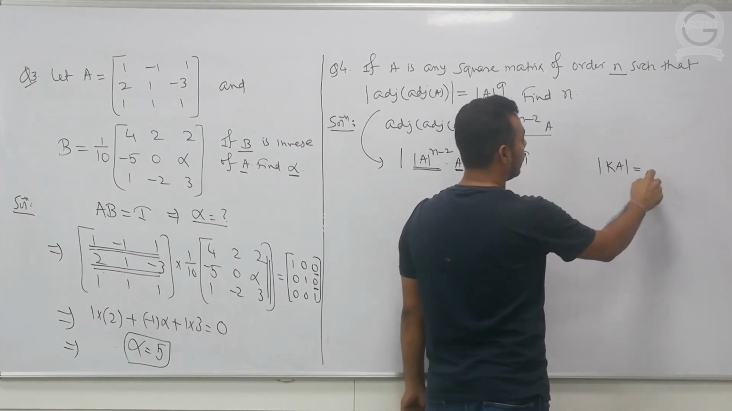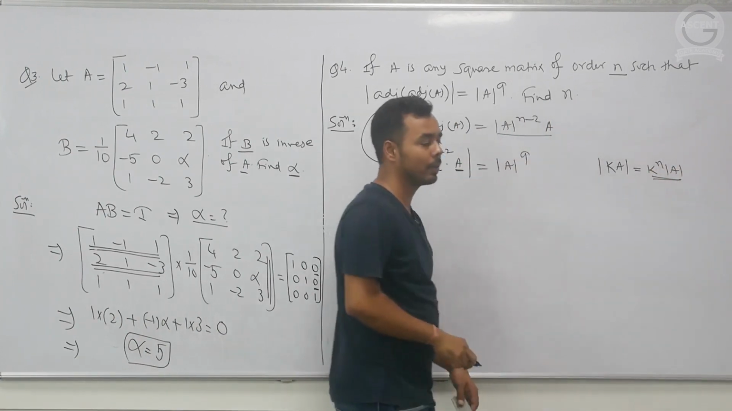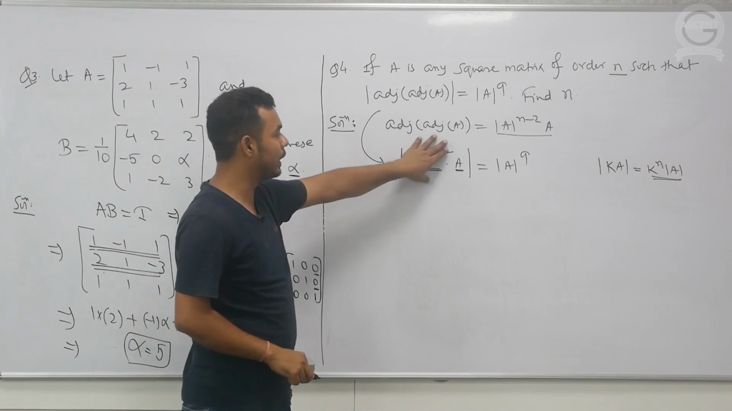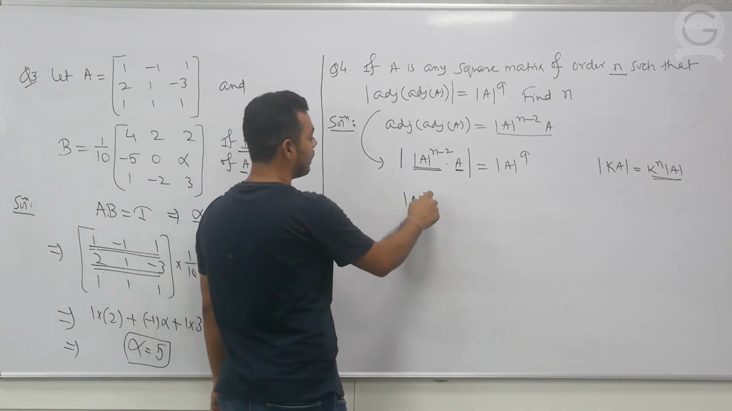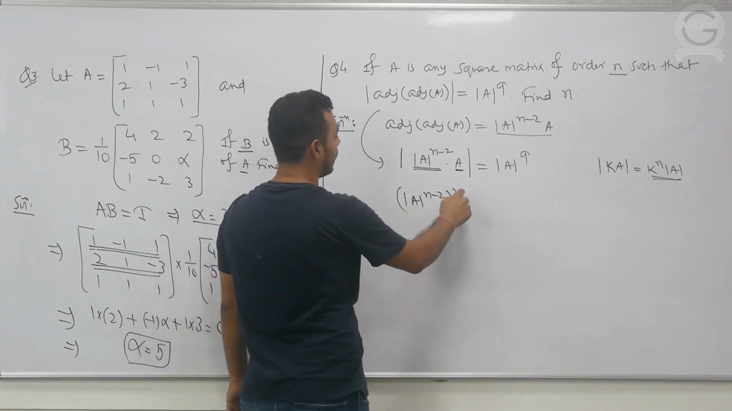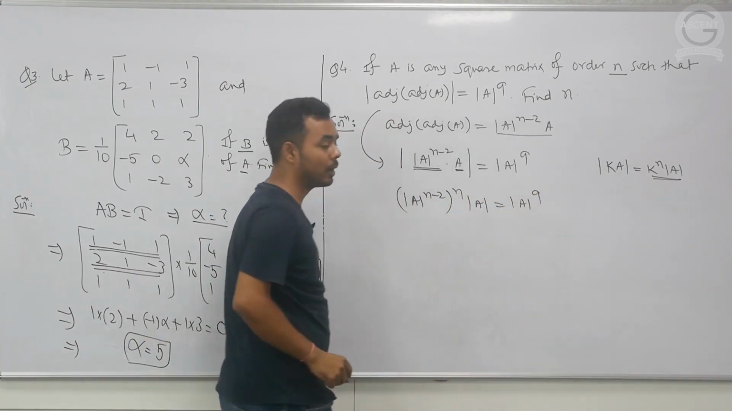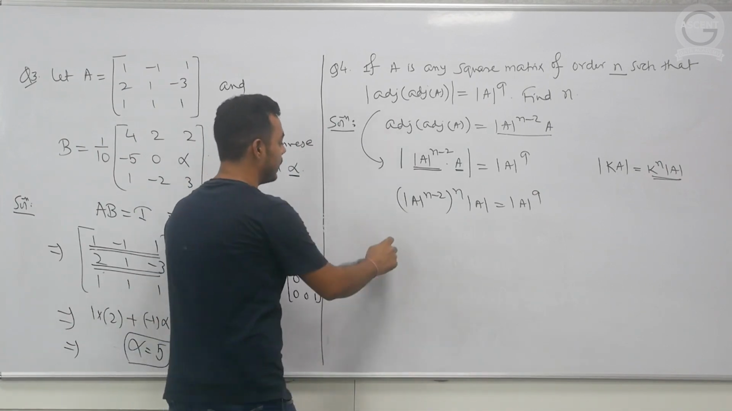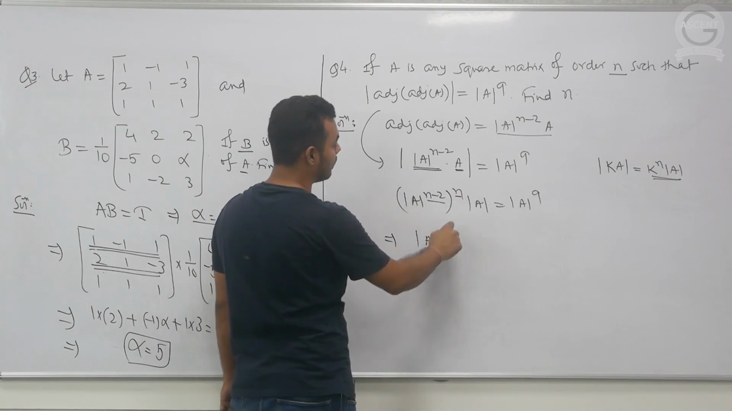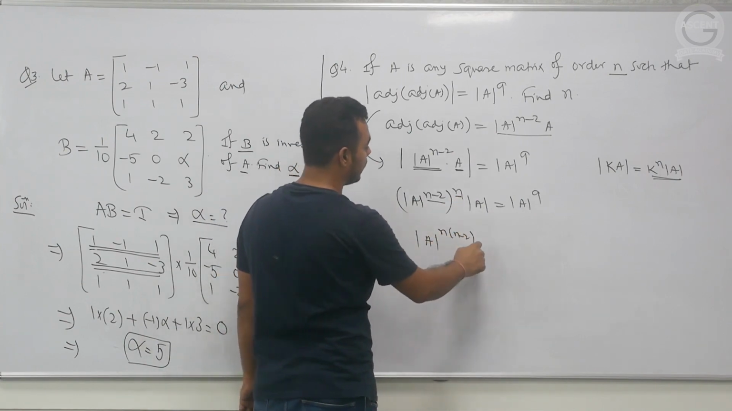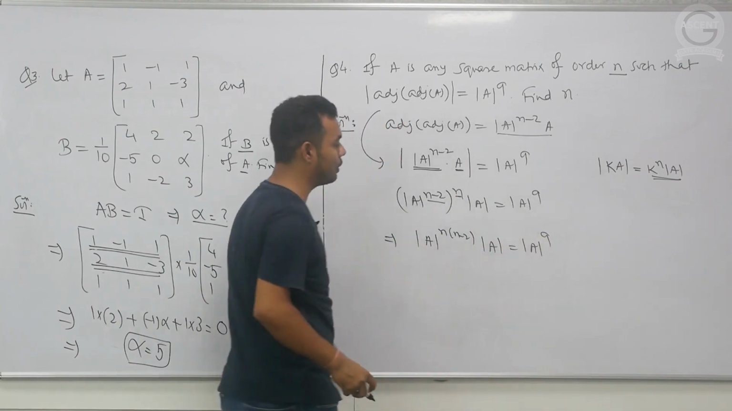Determinant of k into A will be k to the power n into determinant of A. So here if I want to take this number outside the sign of determinant, I have to take the nth power of this number outside, and this multiplied by determinant of A will be determinant of A to the power 9. So now you can see that this will be determinant of A to the power n minus 2 raised to the power n. So this will be n into n minus 2 into determinant of A. This will be determinant of A to the power 9.